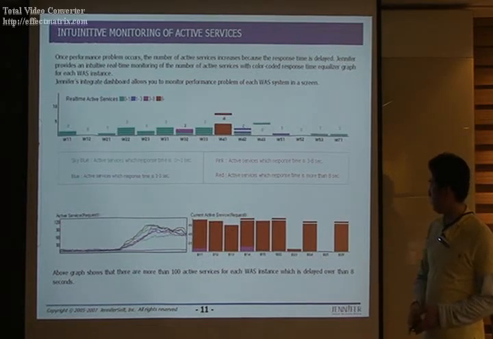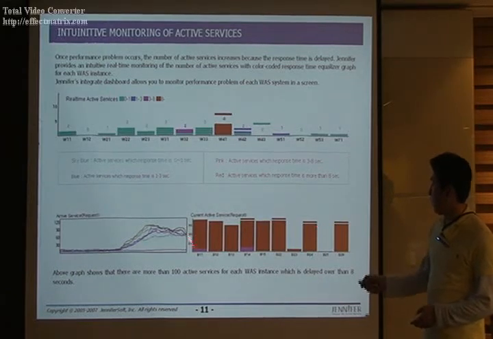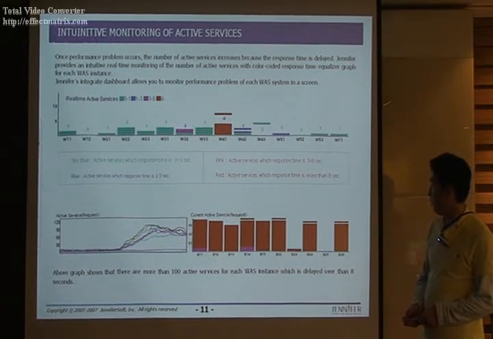And here's a very dramatic example of a system that is having a huge problem. As you can see, almost every single web application server here is bright red. That means that there are a lot of active services that are in queue.